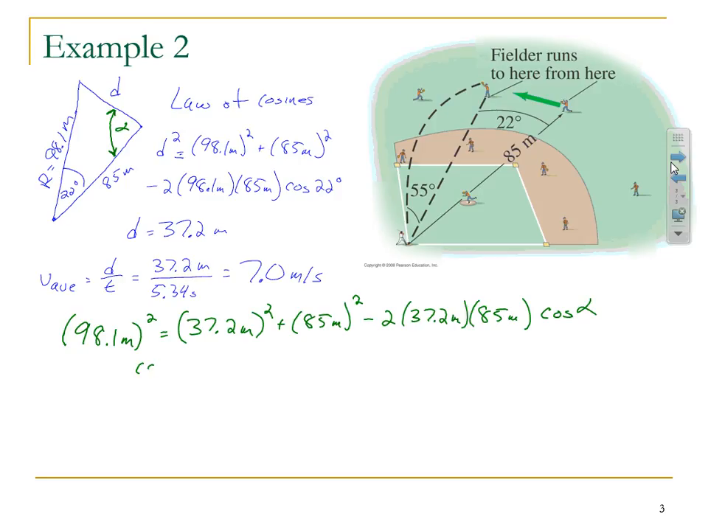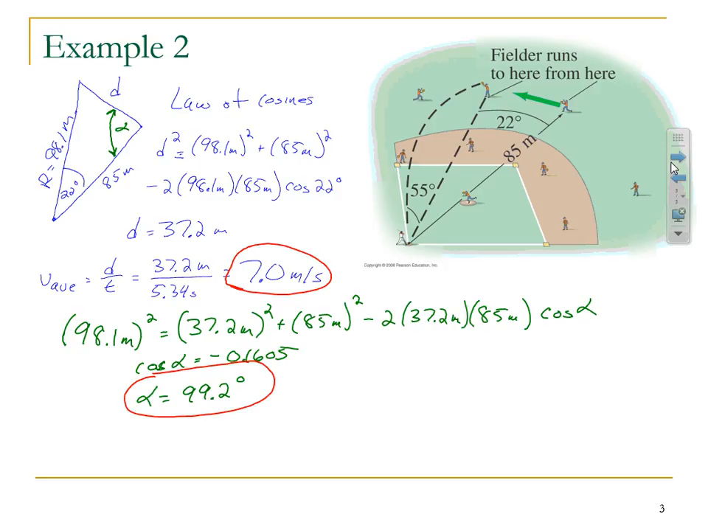So we solve this, we get a cosine of alpha of negative 0.1605 and an alpha of 99.2 degrees. So the combination of this angle and this magnitude, this speed, gives us our answer. That's how fast Adam has to run and at what angle, what direction he needs to run.